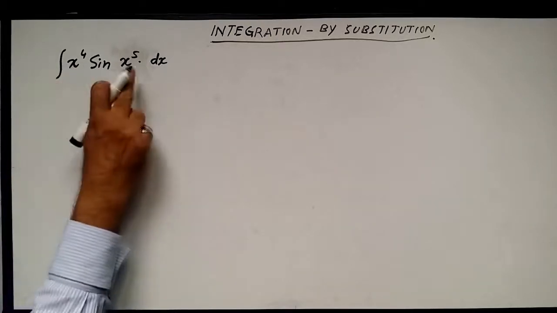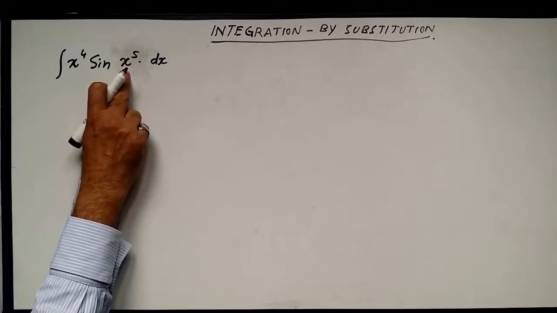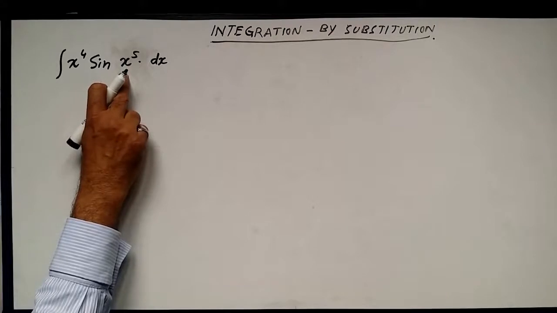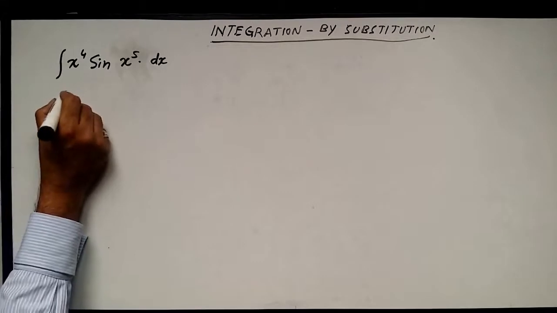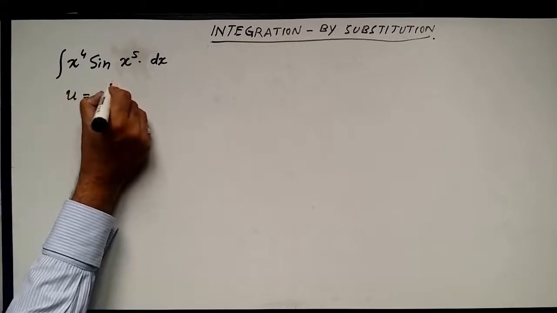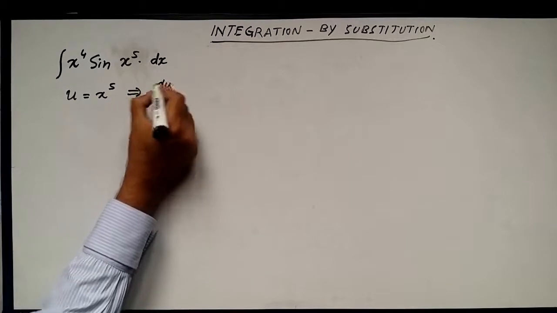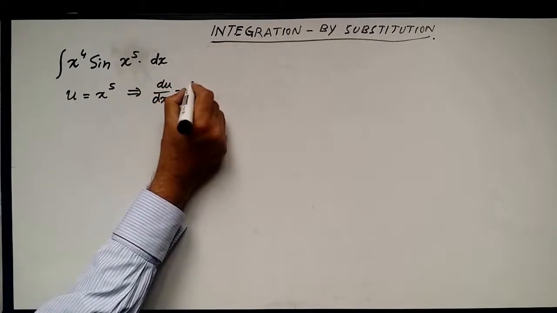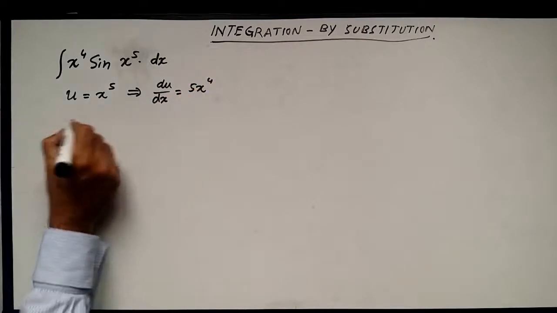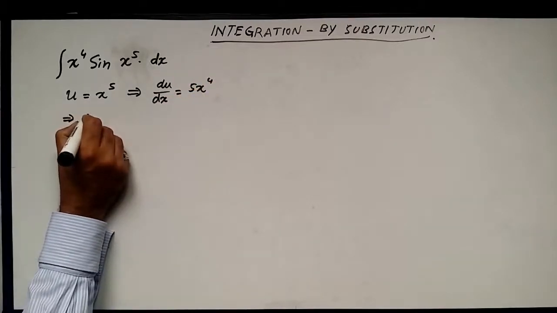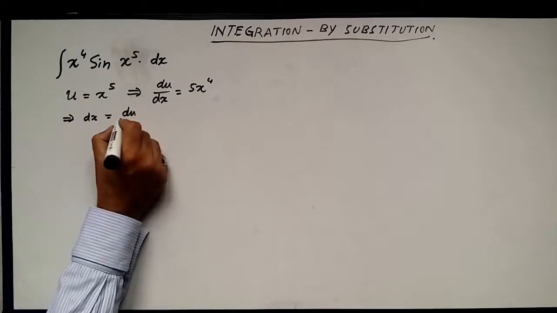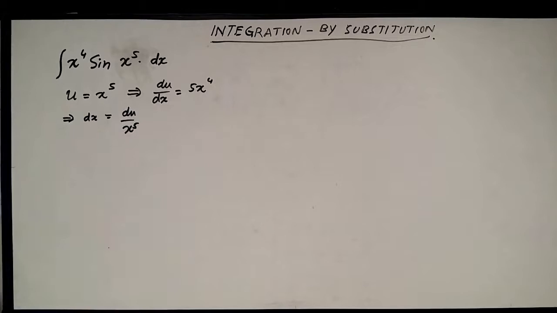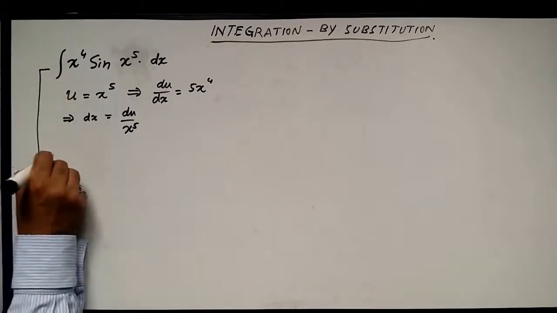We see that here we have x to the power 4 and here we have x to the power 5, and we know that if we differentiate x to the power 5, we'll be getting x to the power 4 in the expression, which can get cancelled off with x to the power 4. So let's substitute u equal to x to the power 5. This implies that du by dx is equal to 5x to the power 4, which implies dx is equal to du by 5x to the power 4. Okay, so let's substitute this expression now.